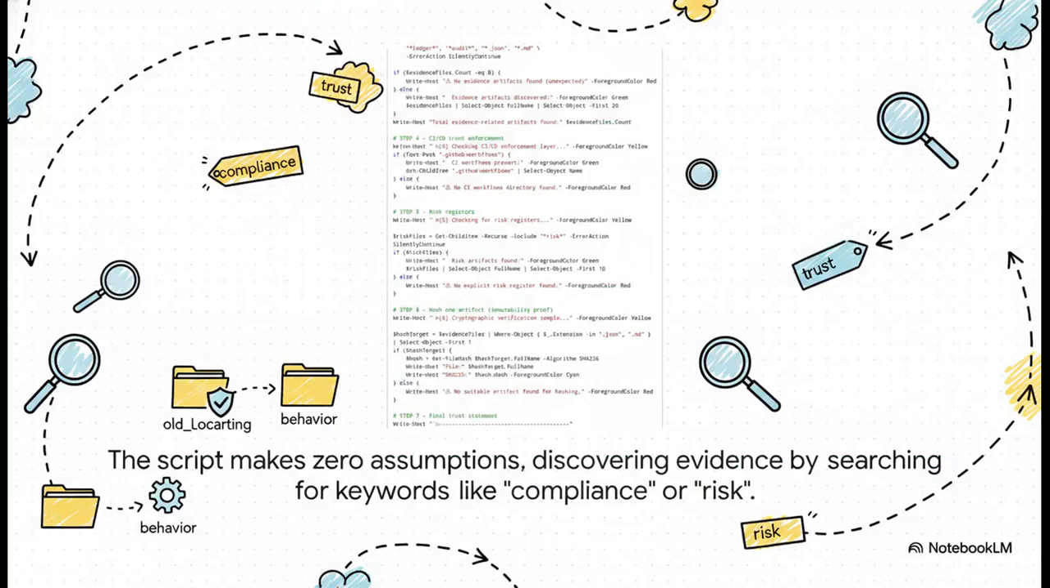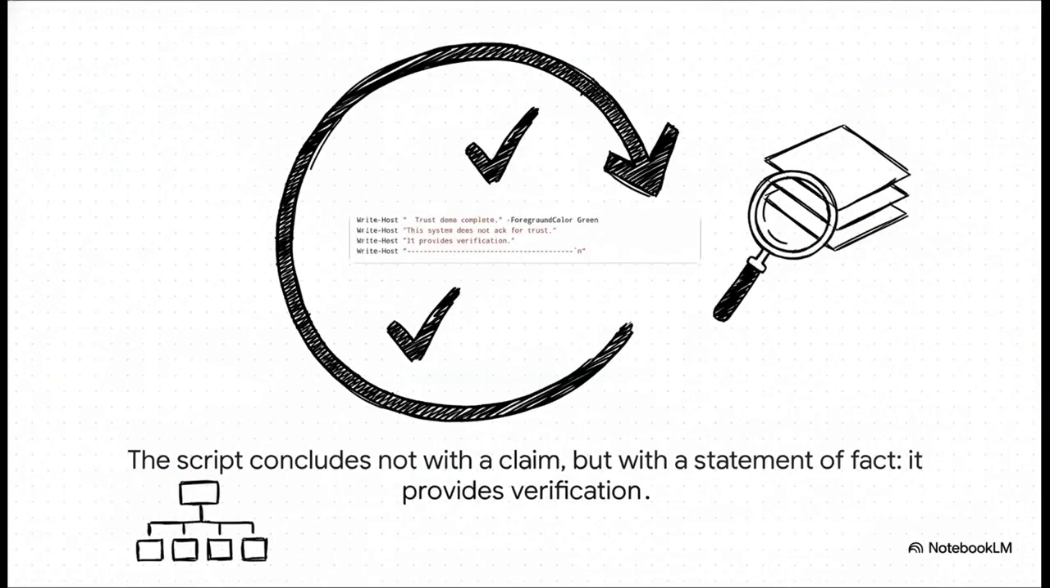And here you can see it in action. It's not looking in one specific place. It's doing a deep search for those keywords. What this means is you can totally rearrange your project, move files all over the place, and guess what? The script doesn't break. It still finds the evidence. Trust is now linked to what's actually there, not some fragile file path. That's huge.